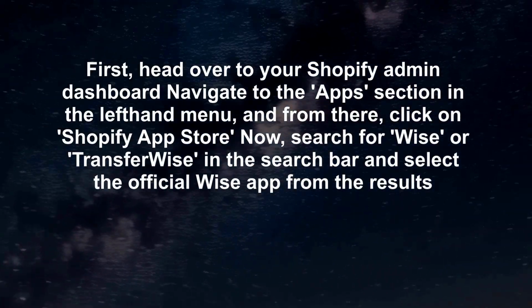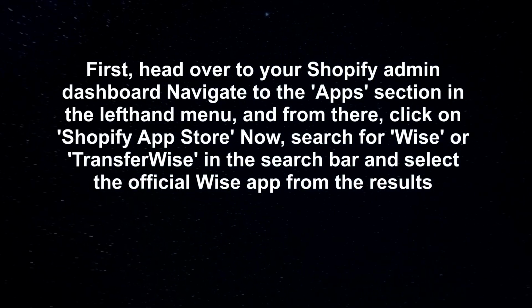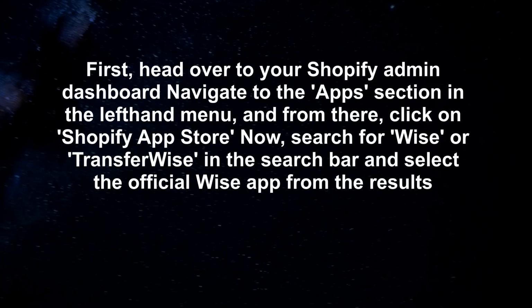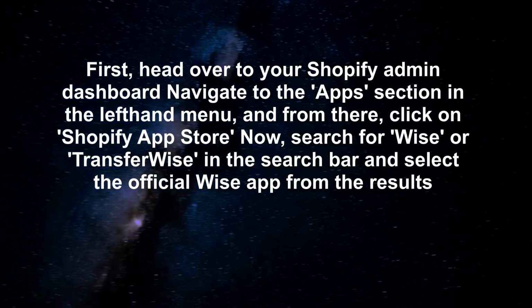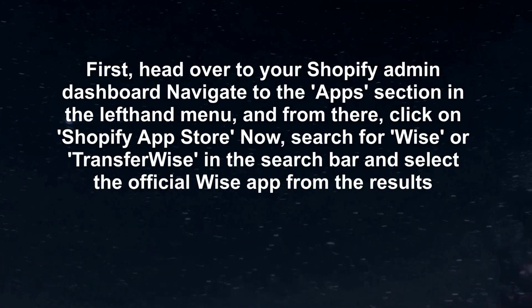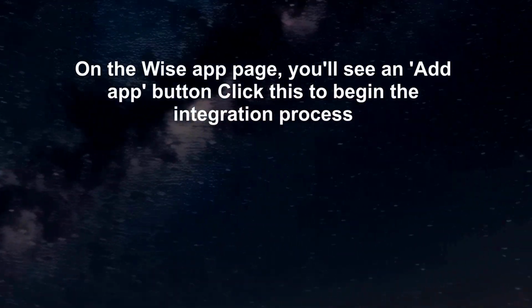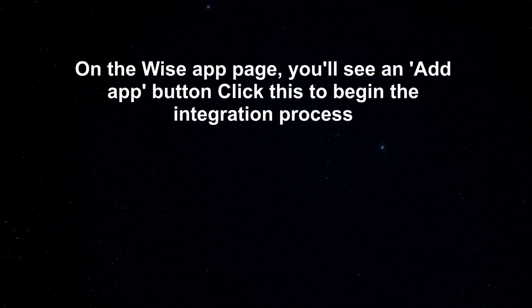First, head over to your Shopify admin dashboard, navigate to the Apps section in the left-hand menu, and from there, click on Shopify App Store. Now, search for Wise or TransferWise in the search bar and select the official Wise app from the results. On the Wise app page, you'll see an Add App button. Click this to begin the integration process.